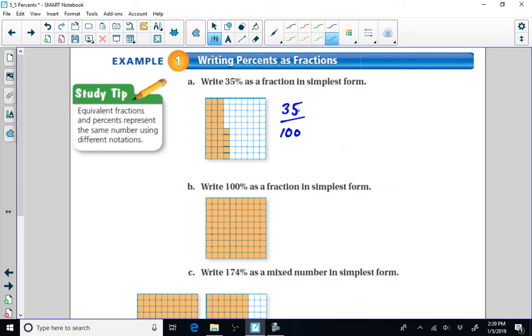I see that 35 and 100 end in 5 and 0. So to simplify, I can divide by 5 over 5. 35 divided by 5 is 7. 100 divided by 5 is 20. Right? So 35% as a fraction in simplest form would be 7 over 20. And remember, we recognize a fraction is in simplest form because the greatest common factor of the numerator and the denominator is 1.